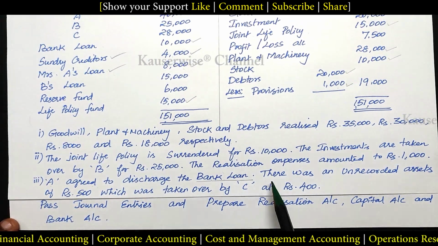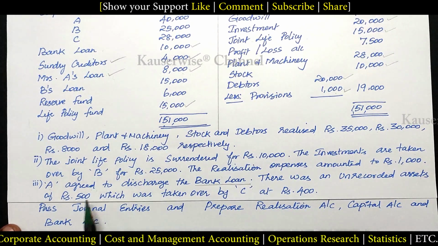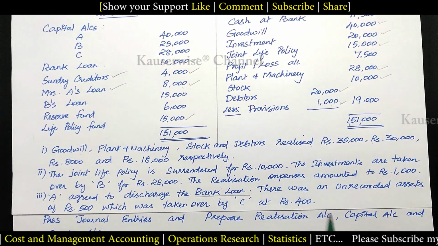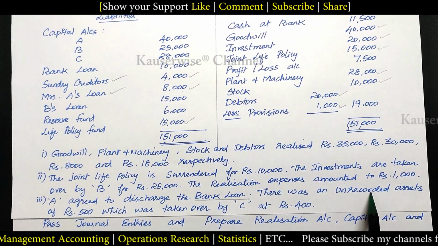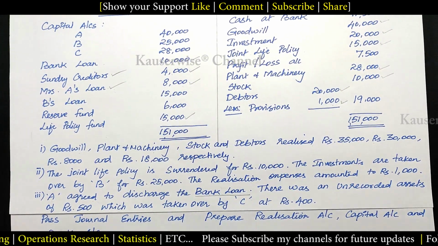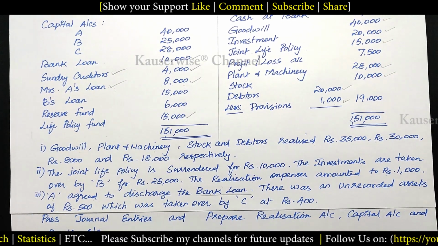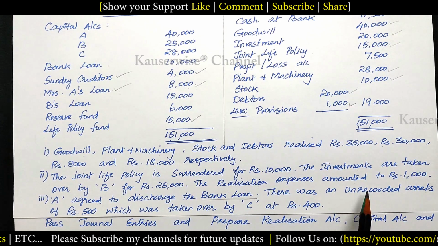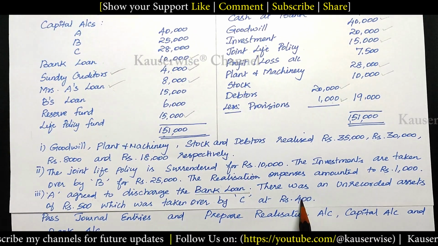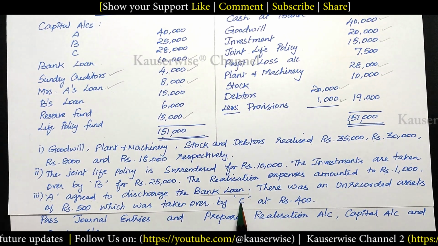Okay. The next one. There was an unrecorded asset of rupees 500 which was taken over by C at 400. Okay. If the unrecorded asset is realized for cash, in that case, what will be the journal entry? Bank account debit to realization account. Okay. So we have realized for cash. But here, that unrecorded asset is taken over by C at rupees 400. So instead of bank, we need to enter the particular partner's capital account.